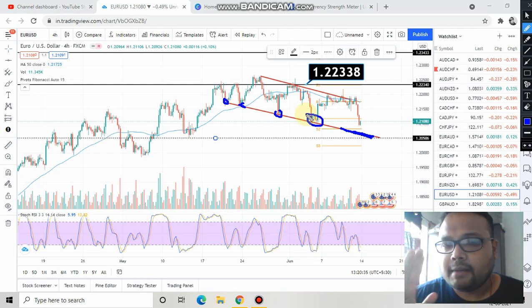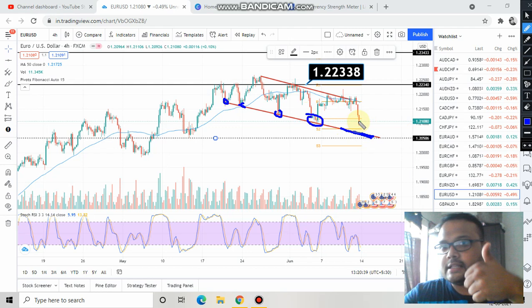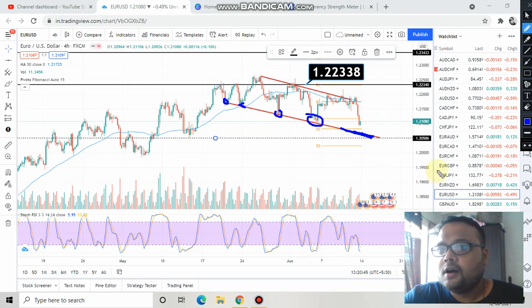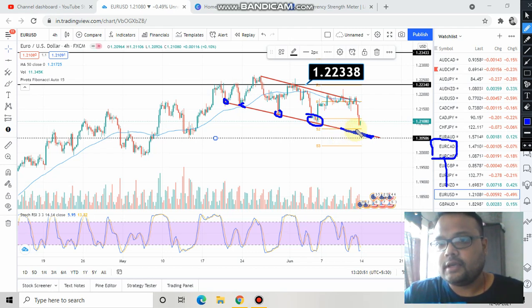So let the market open on Monday, and if the market bounces from this red line, that's a good signal and we can go for a buy. You will get the confirmation in the form of a price rejection from below, or a hammer kind of pattern, or a green candle. Remember, confirmation is always important.